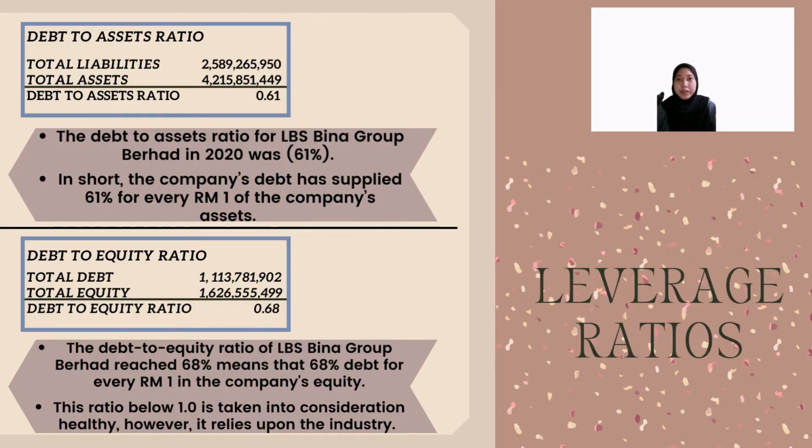The last part is leverage ratio. So, the debt to assets ratio for LBS Bina Group Berhad in 2020 was 0.61 or 61%. In short, the company's debt has supplied 61% for every RM1 of the company's assets. Lastly, the debt to equity ratio of LBS Bina Group Berhad reached 0.68, meaning 68% debt for every RM1 in the company's equity. A ratio below 1.0 is considered healthy.